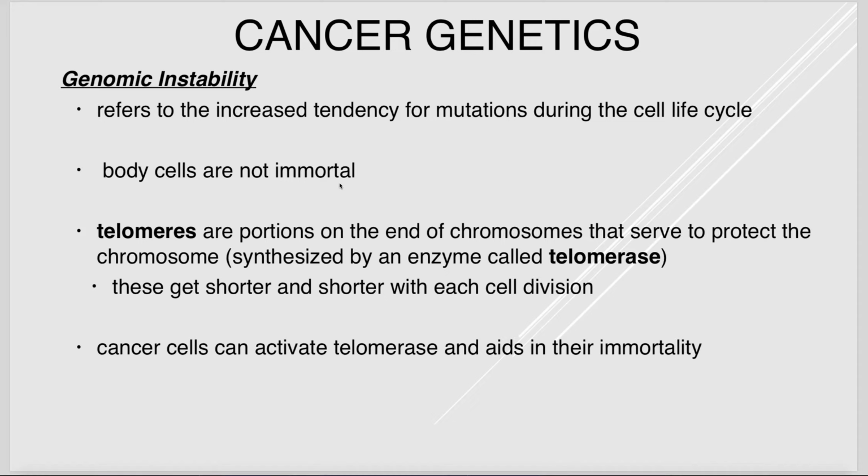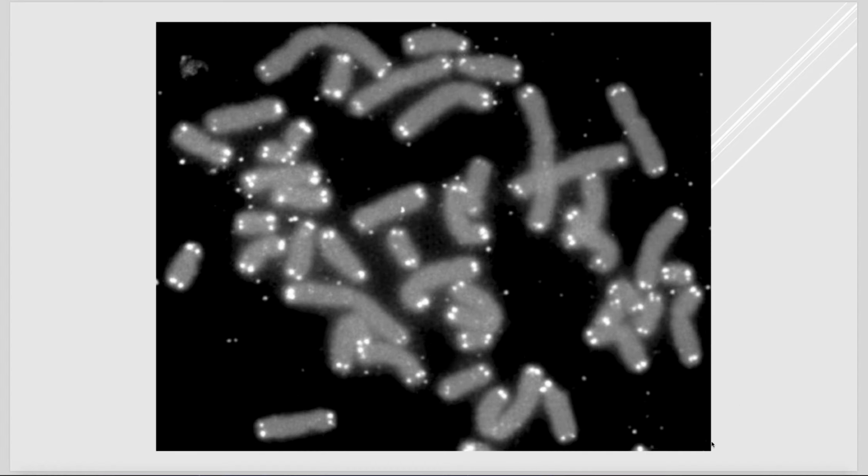Telomeres, these are like little hats at the ends of the chromosomes. And what they do is they protect the chromosome. And they are made by an enzyme called telomerase. However, as we get older and cells divide, these caps get shorter and shorter. So our chromosomes get less and less protected. Cancer cells can actually activate this enzyme telomerase. So they can keep making new caps, and that allows them to continue to divide and be immortal. So this is just a little micrograph showing these telomeres, which are these little caps.